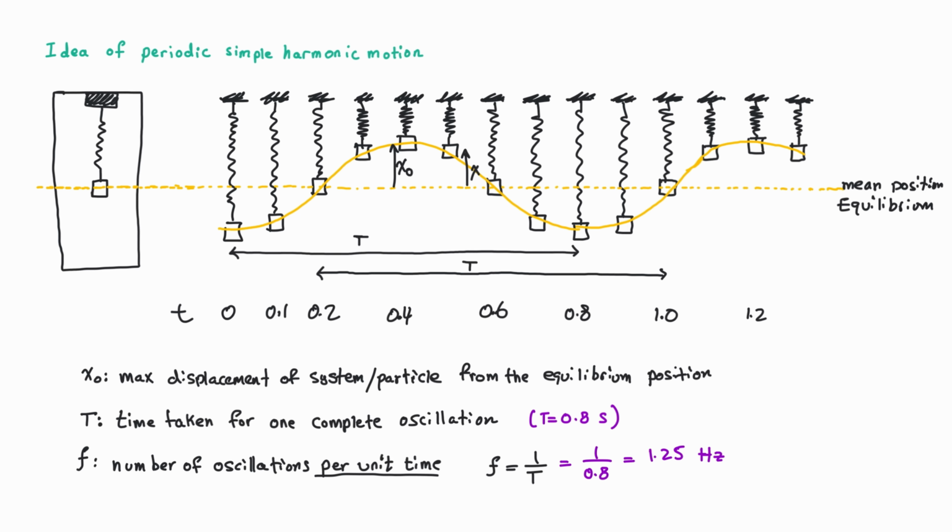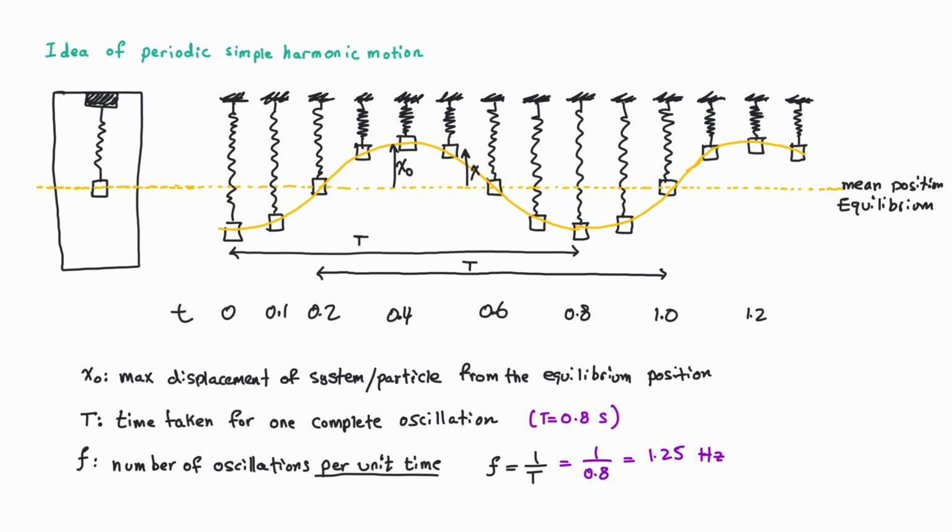Now, 1.25 hertz here means that every second we have about 1.25 oscillations. So we can see that here we had about 1, and you can see that going from the amplitude to the equilibrium position takes about 0.2 seconds, or a quarter of a period. So we have one whole period plus a quarter of a period in one whole second, and that's where the 1.25 hertz comes from.